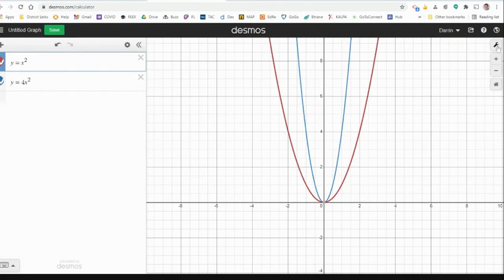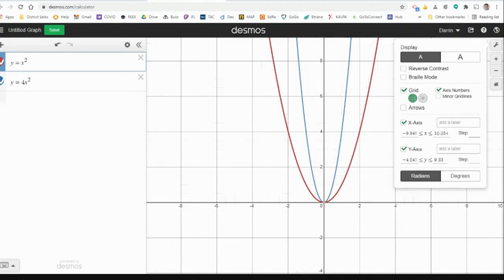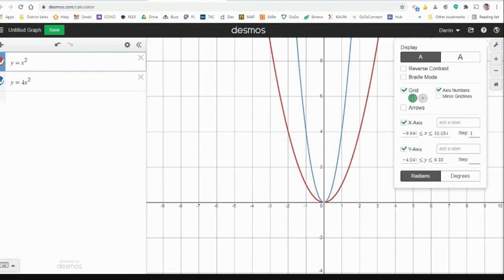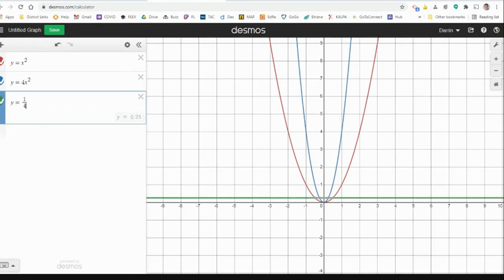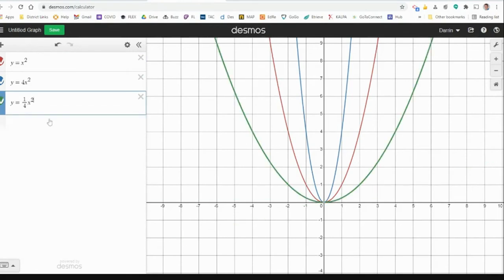Let me change this to where it just shows the ones in there. Instead of 1, 1, it's at 1, 4. Now let's look at a horizontal shift. I said if that coefficient is less than 1, so let's make it 1/4. Let's make it 1/4 x squared. See, that's the green one now.